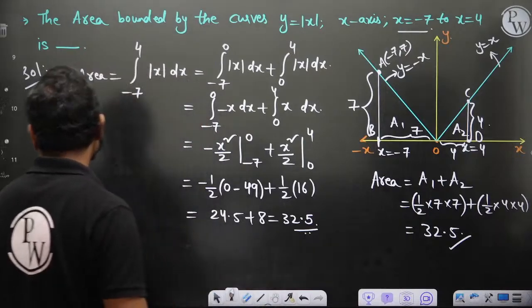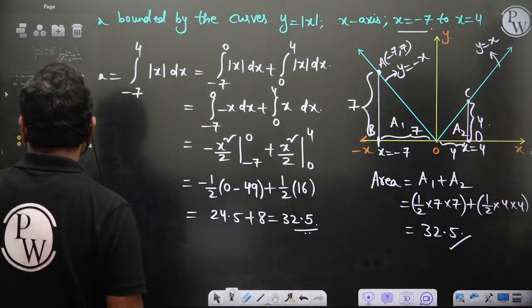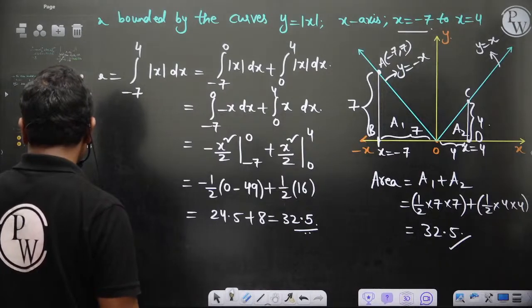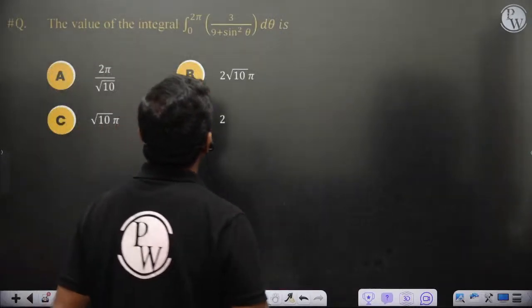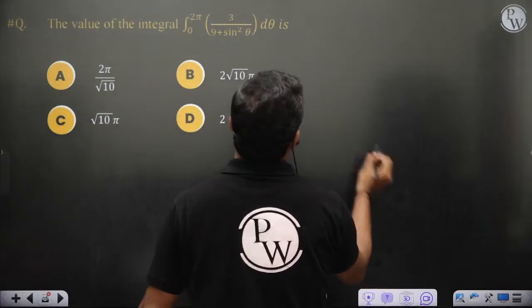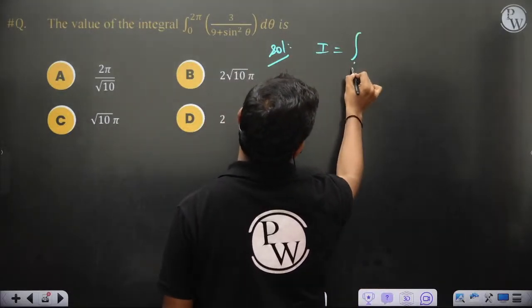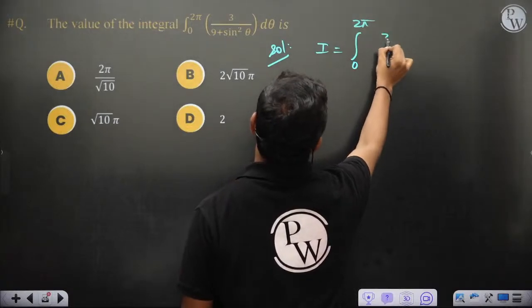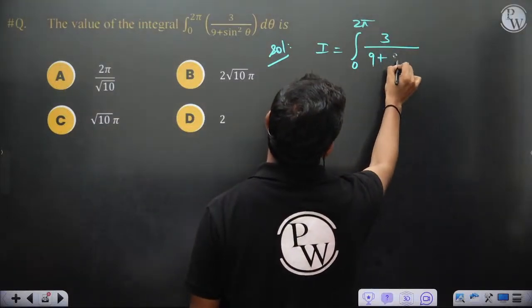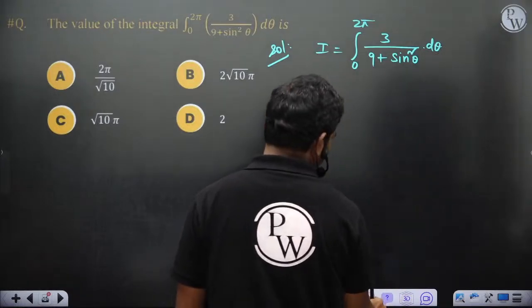Let's now teach a bit of story again. Okay, one more question I'll give before we go forward. Solve this question. The value of the integral from 0 to 2 pi, again based on the properties that we have discussed. Integral from 0 to 2 pi of 3 by 9 plus sine square theta d theta. Come on, do this question.